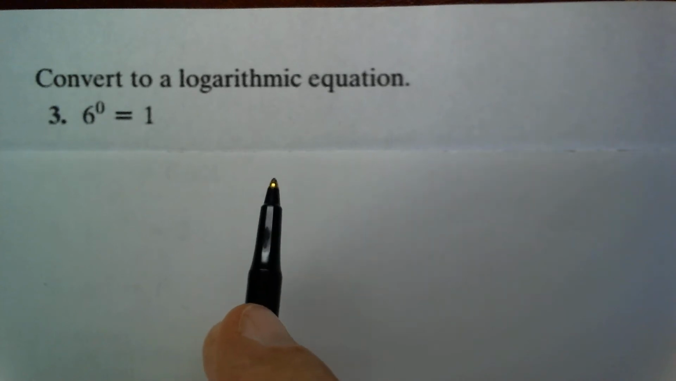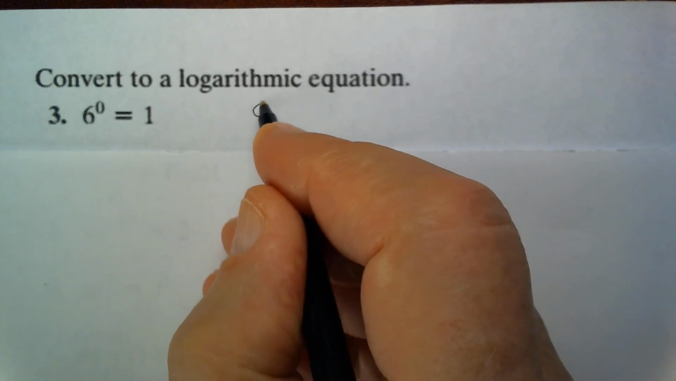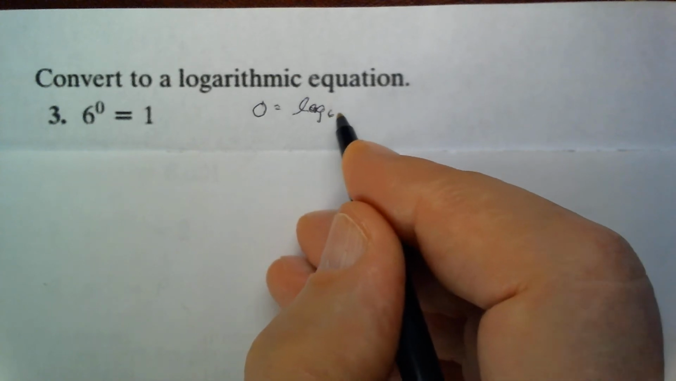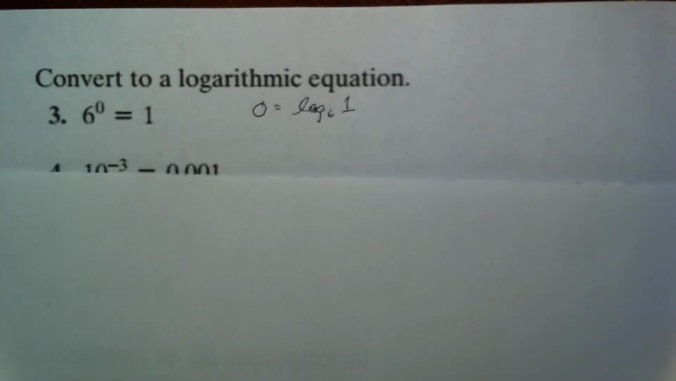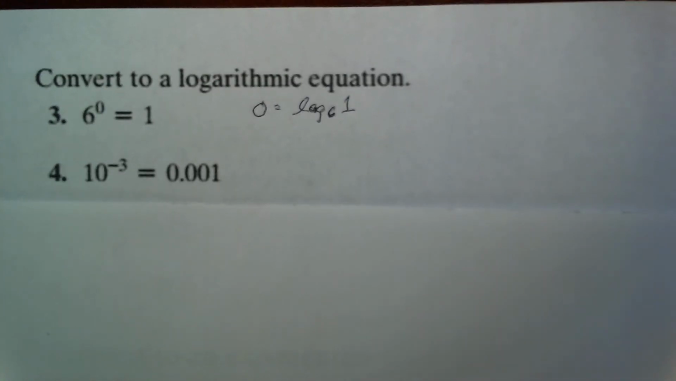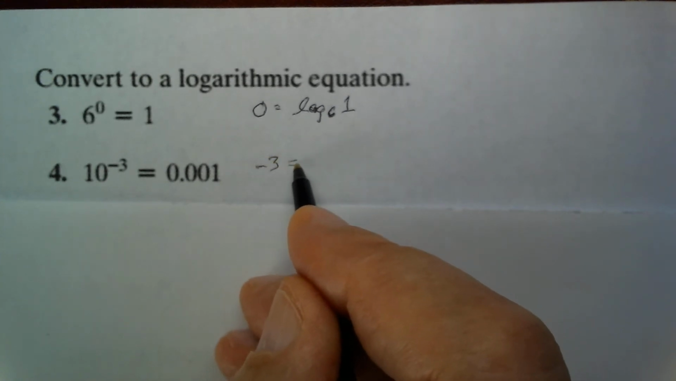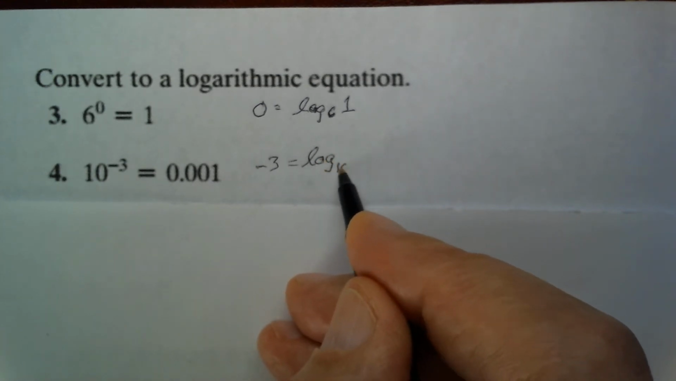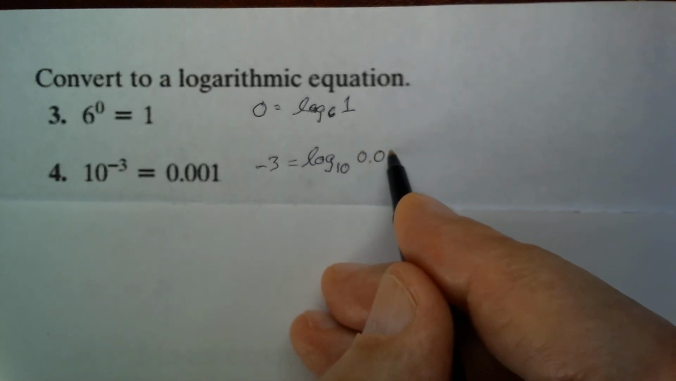So here we have to convert to a logarithmic equation. Remembering the definition, we simply write this as 0 equals log base 6 of 1. Similarly, in the next exercise, 10 to the minus 3 equals 0.001. So that means minus 3 equals the log base 10 of 0.001.